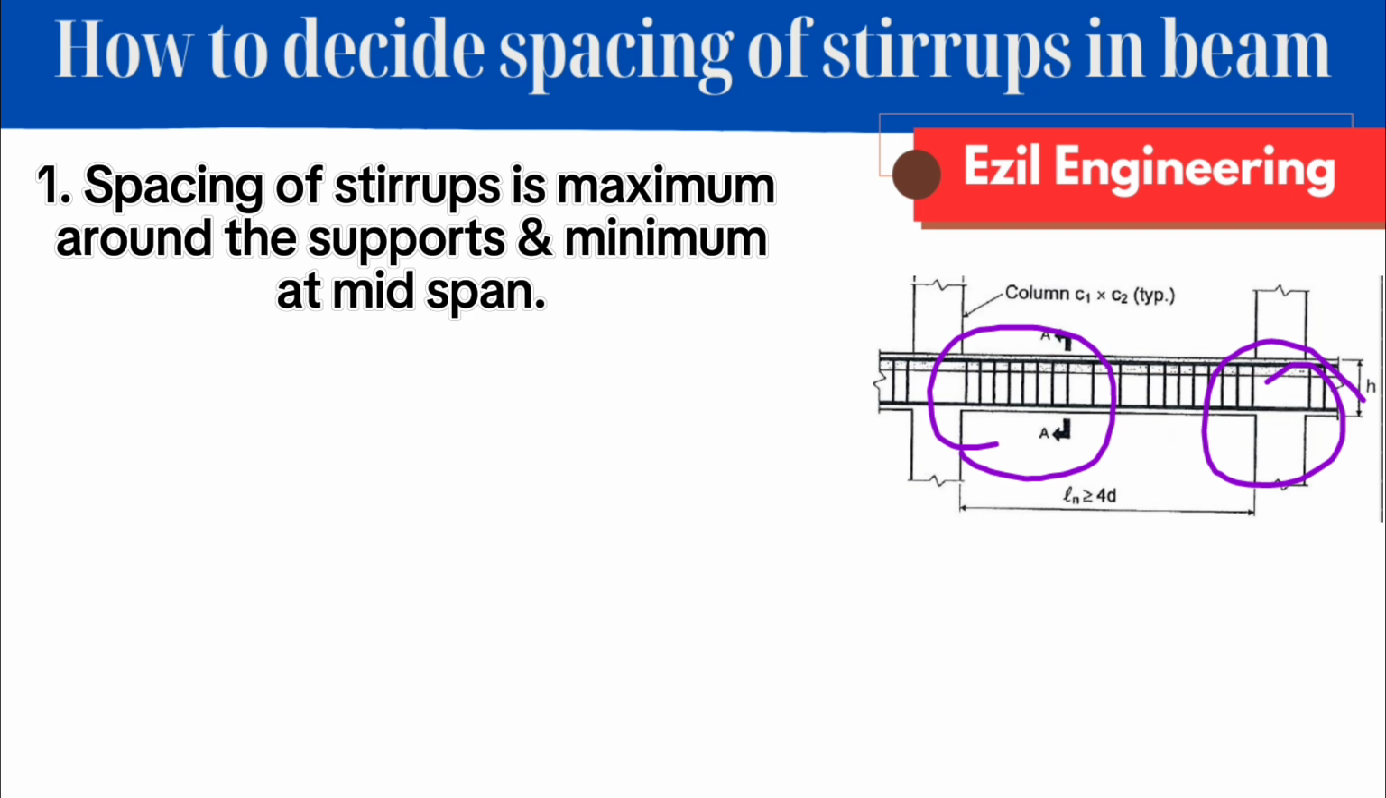The first point that we have to see is that the spacing of stirrups is maximum around the supports, and it is minimum at the mid span. This is because shear is maximum around the support and it becomes zero at the mid span.